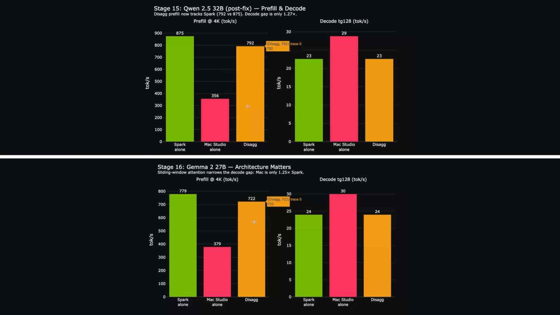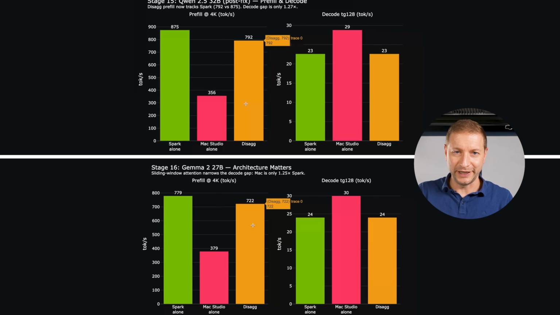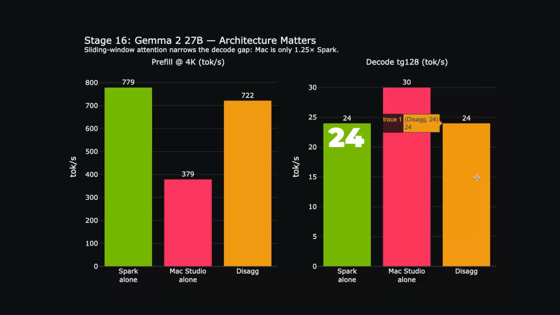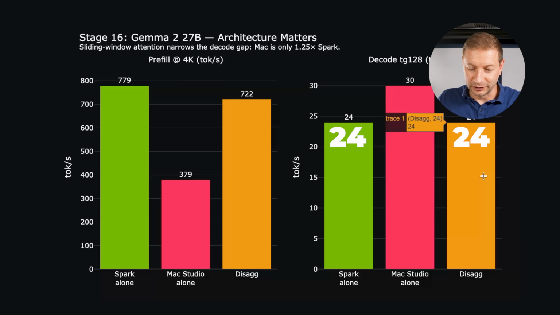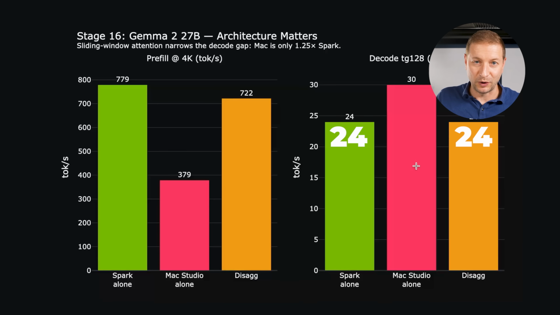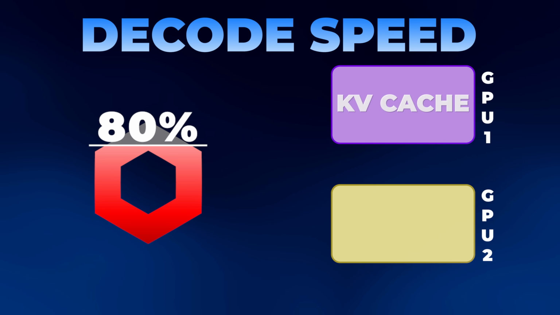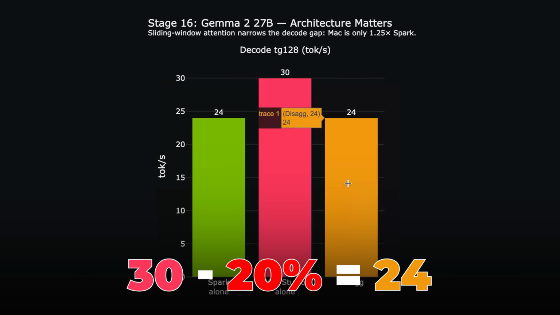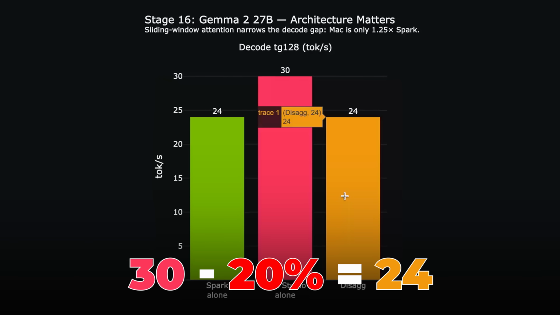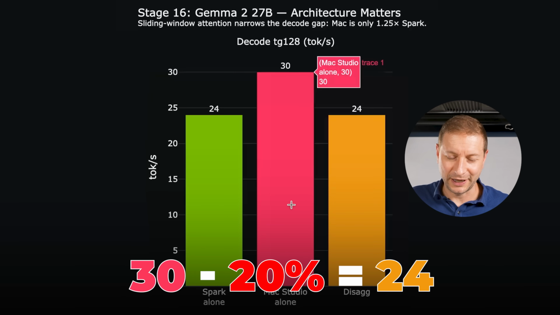So, 2 different architectures, Gemma and Qwen. We're seeing the same behavior, and I had the same question. What happened to the Mac's 8 times decode lead from 8B? And by the way, I see that there's 24 here and 24 here. Before anyone asks, yes, I checked. Disaggregated here looks like it may have skipped the Mac altogether, but it didn't. Every model I tested lost about 20% of decode speed to KV cache injection overhead. So 30 minus 20% is 24. It just happens to match the Spark number exactly by coincidence. So in this particular case, if we ran it on the Spark, we probably would have gotten the same numbers.